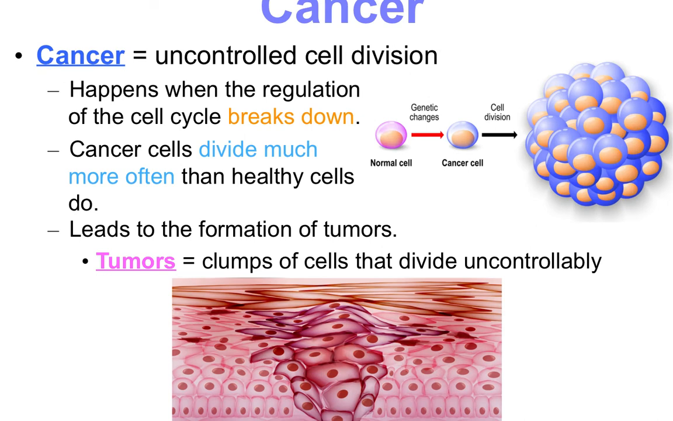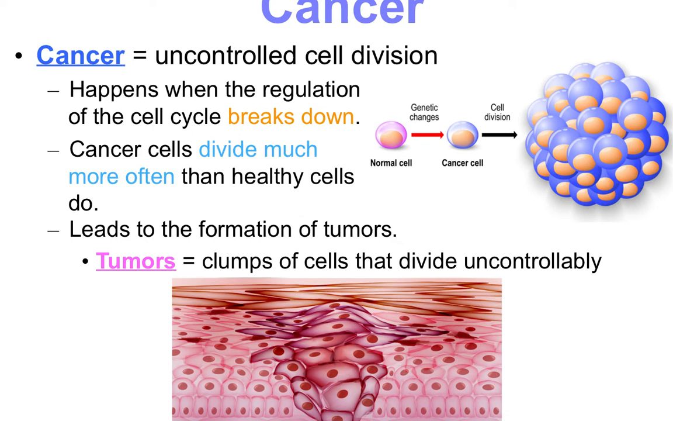When mitosis goes out of control and we have uncontrolled cell division, that's what cancer is. This happens when the regulation of the cell cycle has broken down. And the cancer cells, they divide much more often than normal healthy cells do. They divide uncontrollably, and this leads to the formation of tumors. They're clumps of cells that have divided uncontrollably.